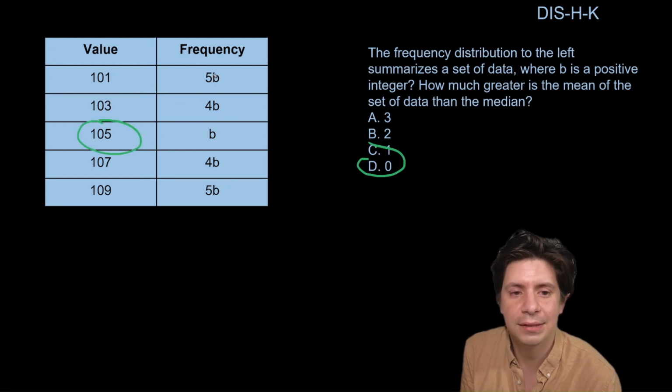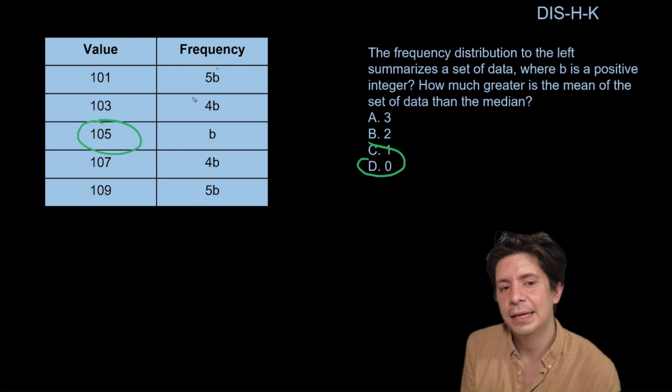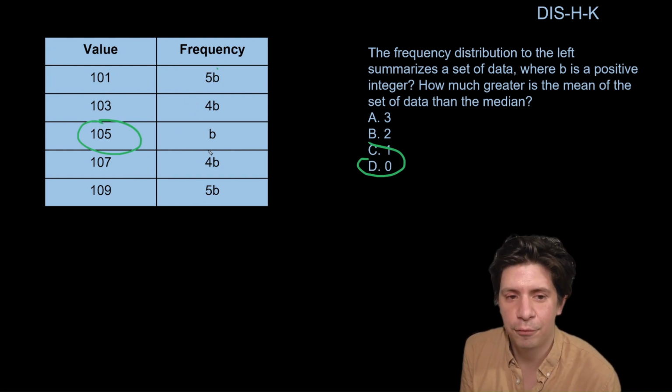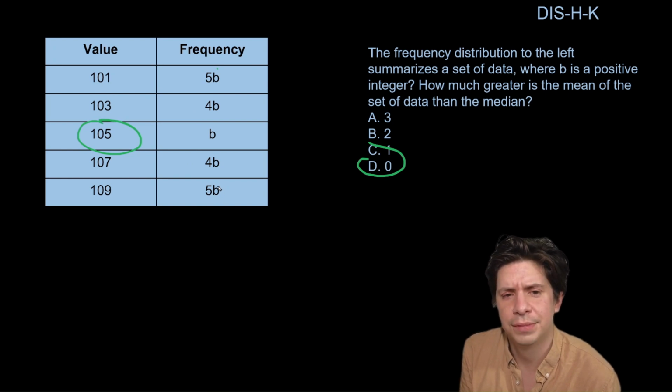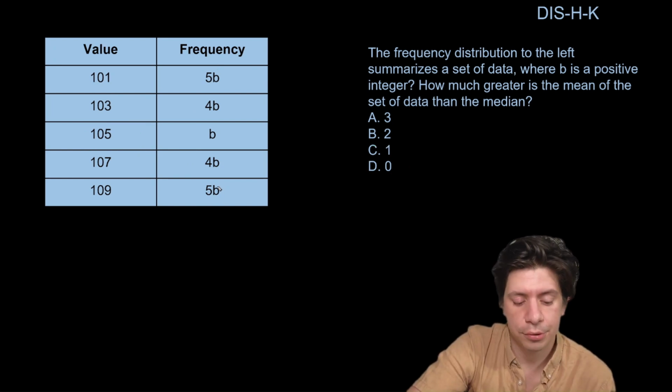If they weren't balanced, then you don't have to worry about the b's because they cancel out. You would just do 101 times 5, 103 times 4, 105 times 1, 107 times 4, 109 times 5. Add them together, and then divide by the sum of the 5, 4, 1, 4, 5, which would be 19, I think. So now we'll go to the next one.